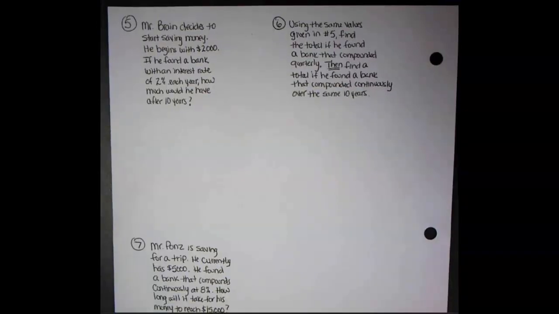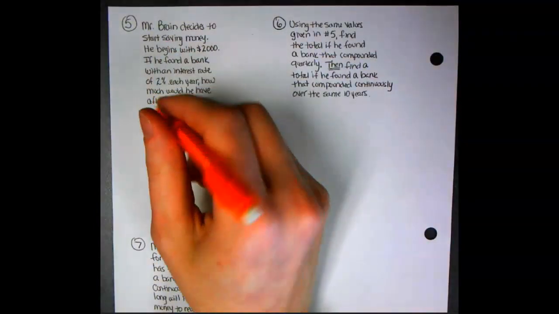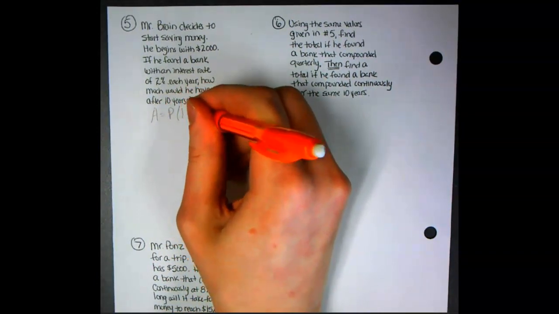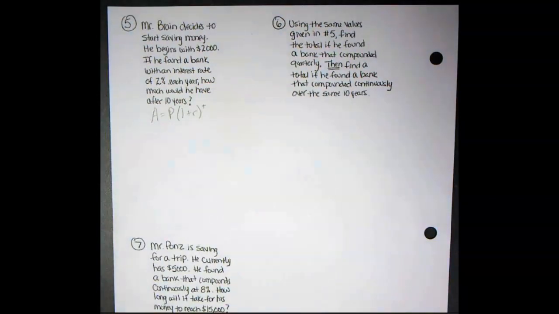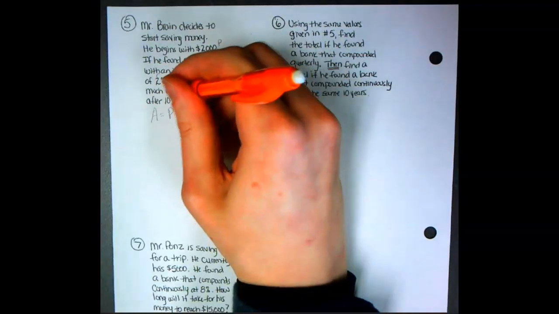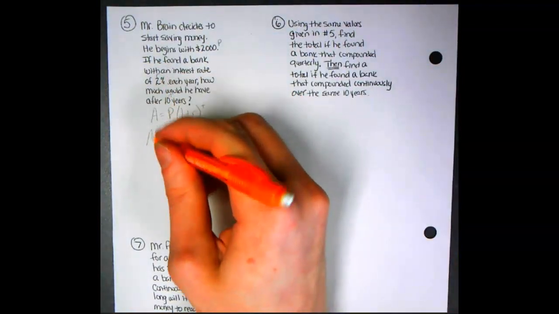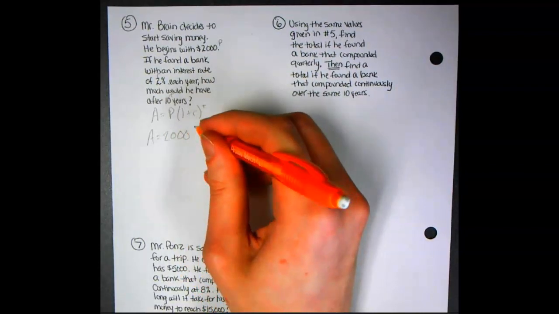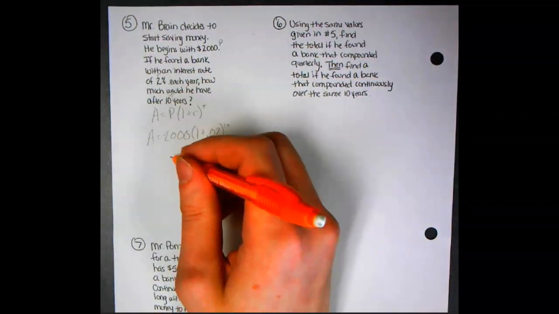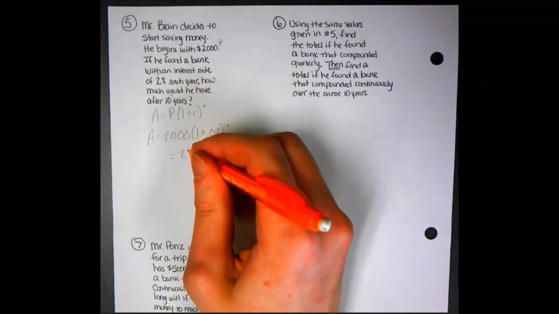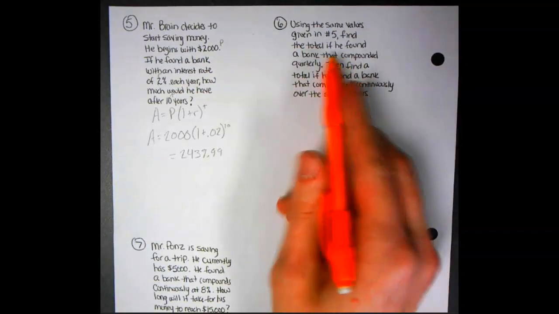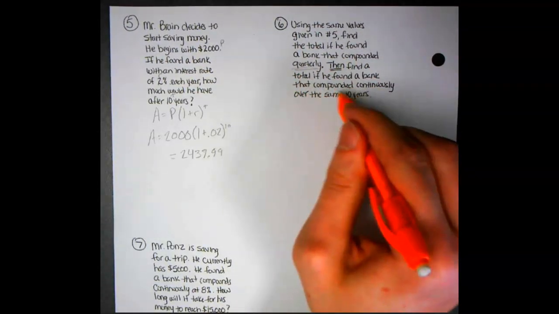For problem 5, we are finding the exponential growth. So exponential growth is going to have A equals P(1 + r)^t. We have our P right here, our r right here, and our t right here. So when we write this out, we'll have A equals 2,000(1 + 0.02)^10. And that's going to equal 2,437.99.